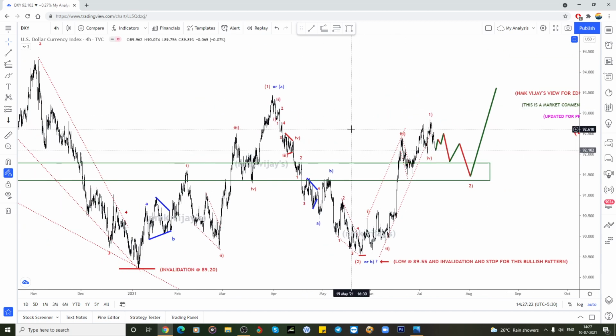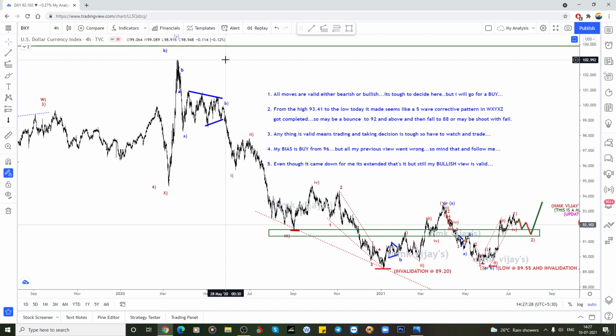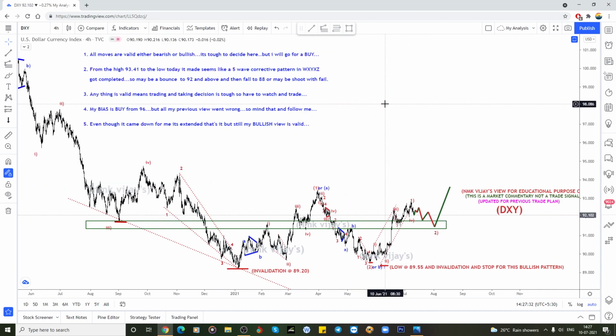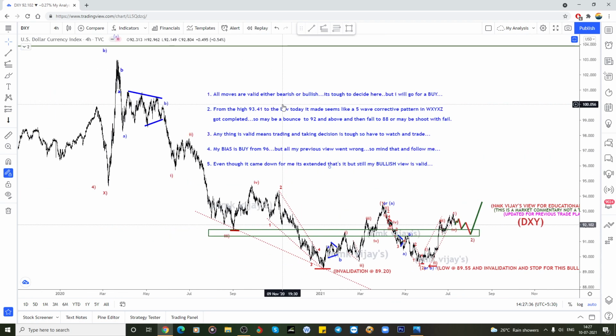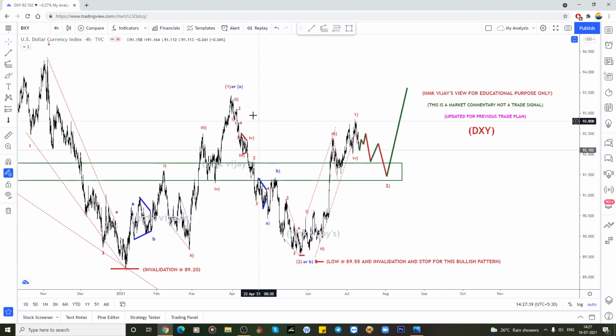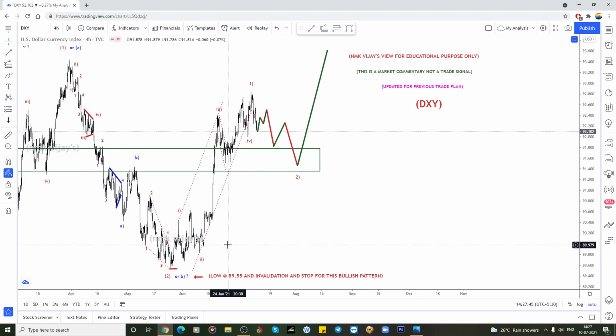So it starts from DXY. Everybody knows my plan. It has to break this 103. That is my positional view. And here, this is a or 1. So this low is a 2 or B. And after that it's an aggressive bounce in a 5-wave structure.